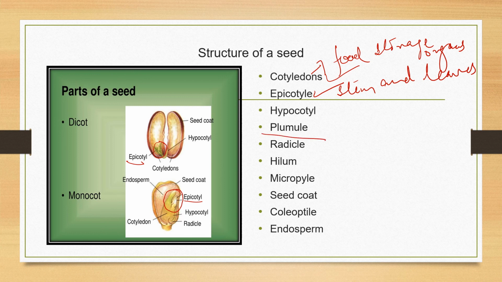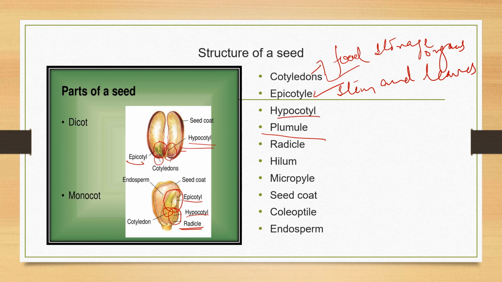Next comes the hypocotyle. What is the hypocotyle? Here you can see the area of the hypocotyle. It is the area of the plant embryo between the cotyledons and the radicle. This one is the cotyledon and this one is the radicle, so between the cotyledon and the radicle comes the hypocotyle part.